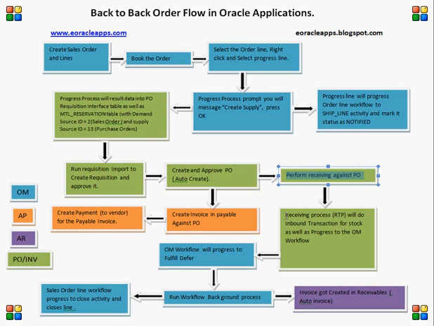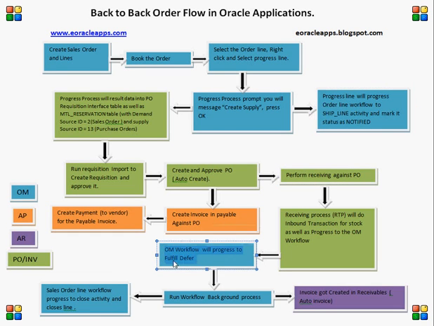When we do the receiving activity against the PO, we enter the receiving information, such as how much quantity we have received against the purchase order. Once you provide all this information in the receiving transaction form and press the save button, the receiving process will trigger the receiving transaction process concurrent program, and this concurrent program will do the inbound transaction for the stock as well as an outbound transaction for the sales order. Internally it will also call Order Management APIs. These APIs read the data from the receiving process and push the Order Management workflow, which was already in the ship line notified status, further.